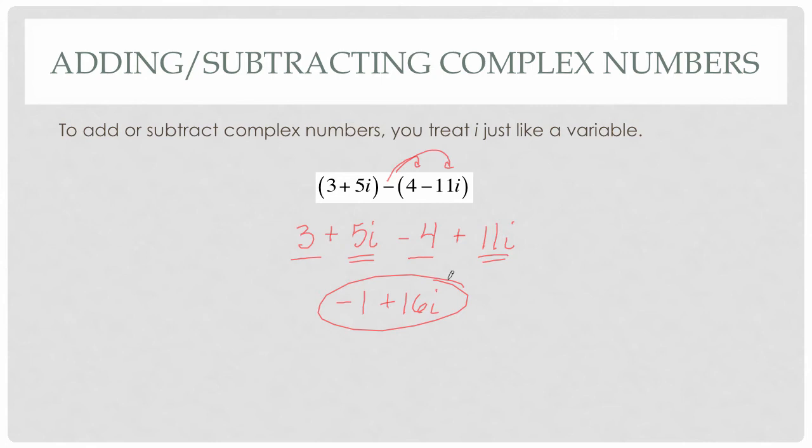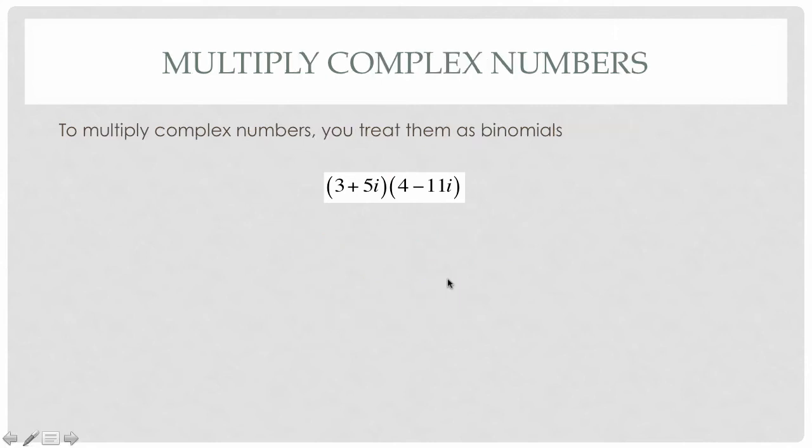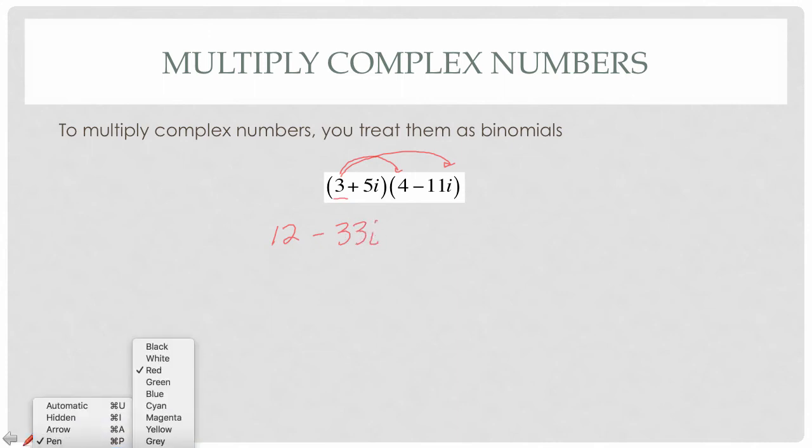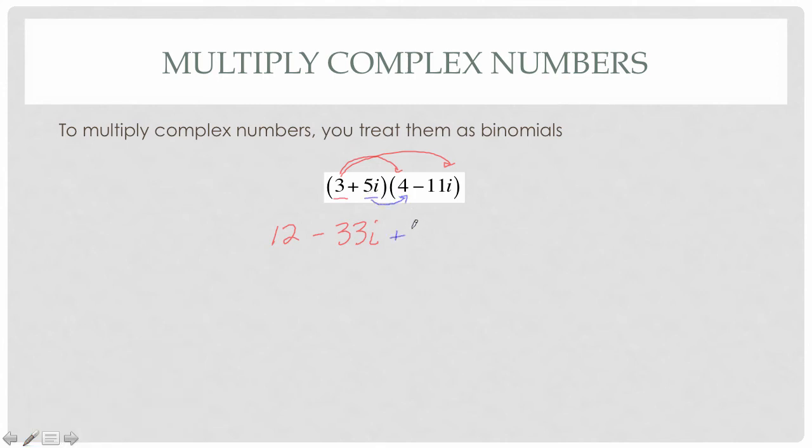But that's adding or subtracting. Treat i just like a variable. To multiply, we treat them like binomials, right? This looks familiar. So let's use the FOIL method. This 3 multiplies the 4 to get 12. This 3 also multiplies the -11i to get -33i. Then we switch to the next one. This 5i multiplies the 4 to get 20i. And this 5i multiplies the -11i to get -55i squared. Notice I got an i times an i, so it's going to be i squared.